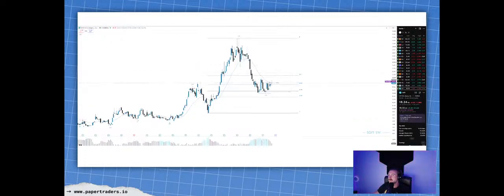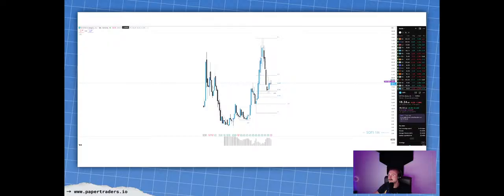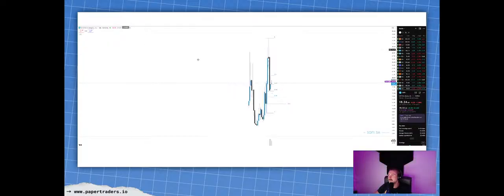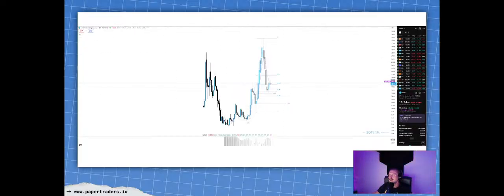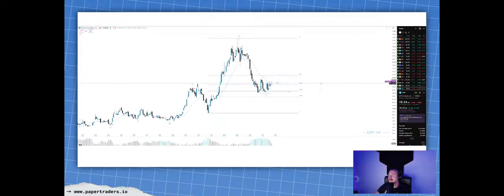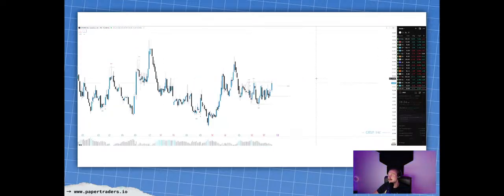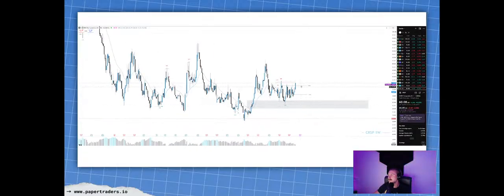SoFi as well. SoFi on the monthly is looking good, holding the CISD, holding that previous quarterly sweep right there. And the monthly just needs to pop that 200 EMA, and that CISD will be good. CRSP, CRISPR Therapeutics, CRSP above this CISD is looking good. We just need to clear that CISD, and that will give us something good to the upside, I think.